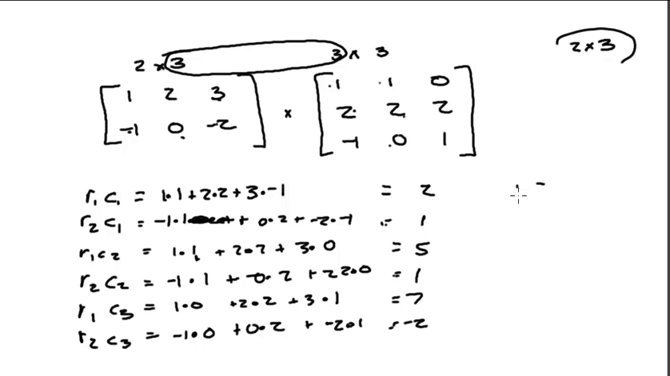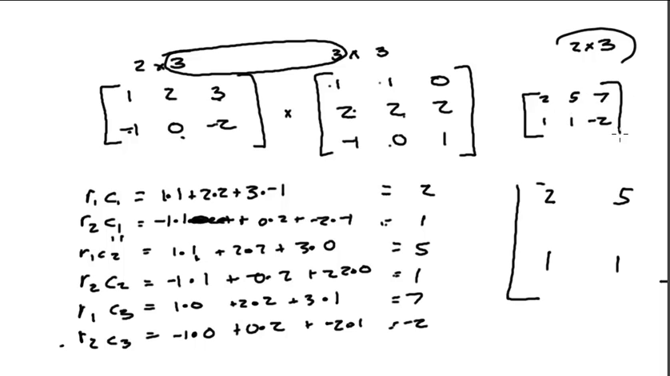My answer needs to be a 2 by 3 matrix. In row 1, column 1, I have 2. In row 2, column 1, I have 1. In row 1, column 2, I have 5. In row 2, column 2, I have 1. In row 1, column 3, I have 7. Here's row 1, here's column 3. In row 2, column 3, I have negative 2. And you couldn't see those answers because they aren't on the screen, so let me write them up here. It's 2, 5, 7, 1, 1, negative 2. So that's what my answer is.